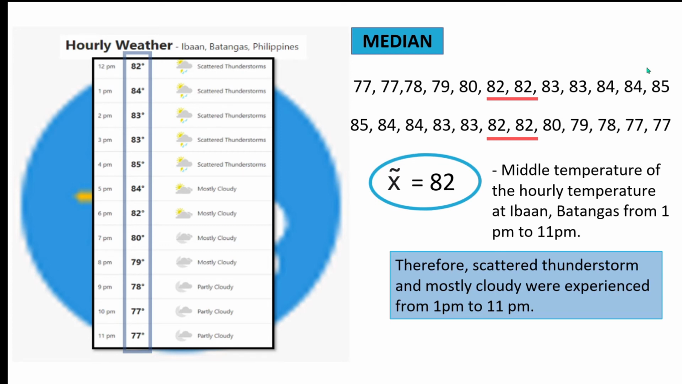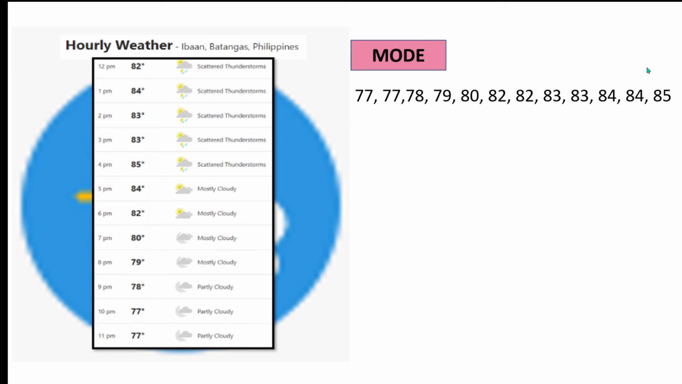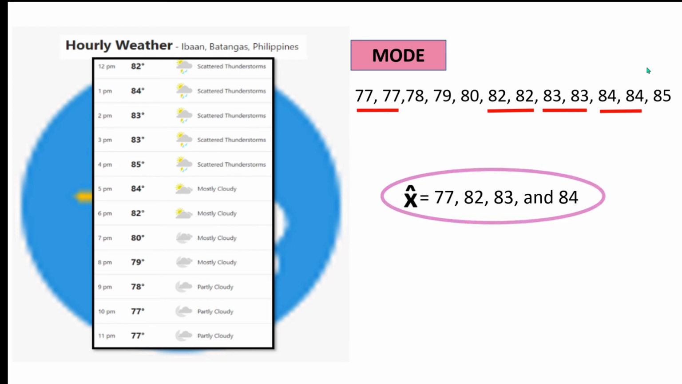Then for the mode, we can easily see here in the arranged data that there are 277, 282, 283, and 284. Therefore, these are the modes. And we call it multimodal since there are 4 modes in a set.